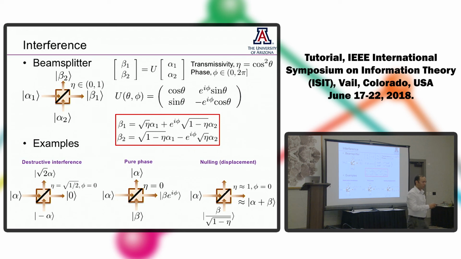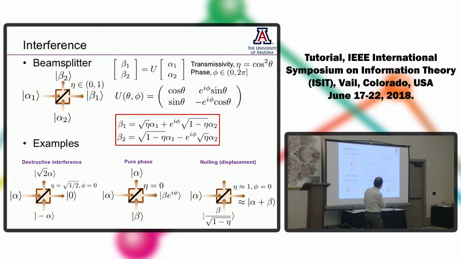So what I can do is put alpha into one port, and over here I put a coherent state with amplitude beta over square root of 1 minus eta, where eta is the transmissivity of that beam splitter. If you put this into this formula and set phi to 0, what will you get? Your beta 1 is square root of eta times alpha 1 plus square root of 1 minus eta times alpha 2. So alpha 2 is this. Multiplied by the square root of 1 minus eta, the square root of 1 minus eta will cancel out. I'm going to get a beta here.